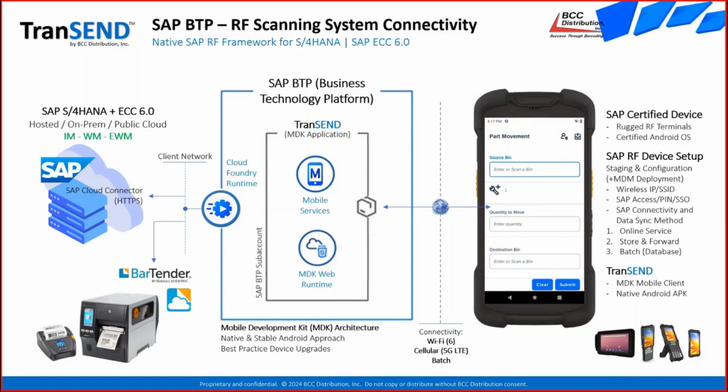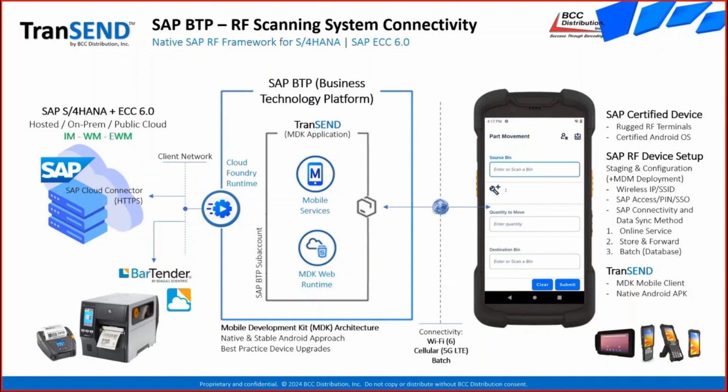The device is a Zebra device, a rugged device. There are certain parameters, we'll talk about those in a little while, but we set this device up with the Transcend MDK mobile client native Android application. That connects through to BTP, again, through wireless. So it could be 5G, it could be 4G, it's a cellular connection. If we prefer to use Wi-Fi, if it's a Wi-Fi 6 enabled device, then we can utilize that level of 802.11 connectivity. Or if it's a batch cradle, we'll showcase that more in a minute. But we're connecting to BTP.